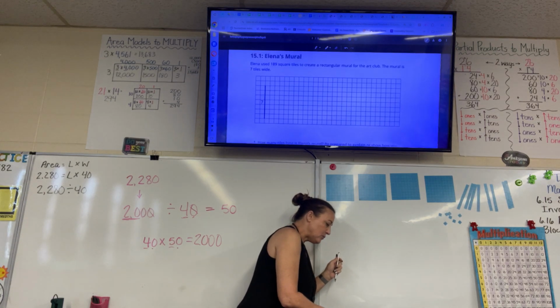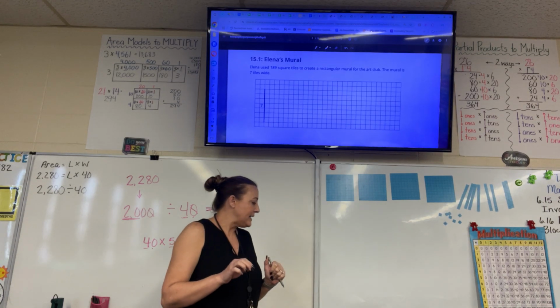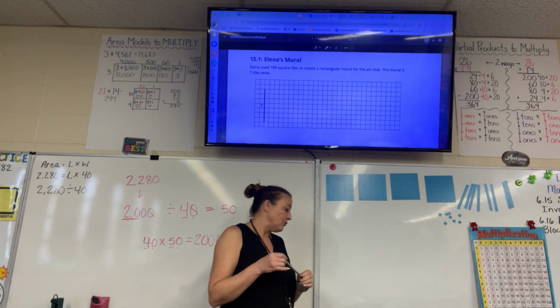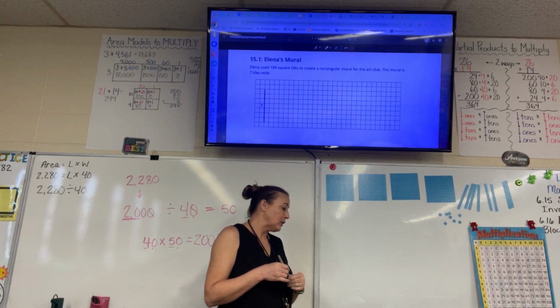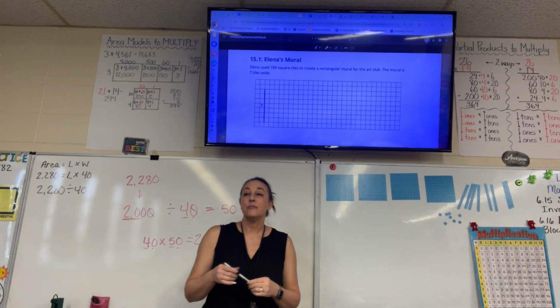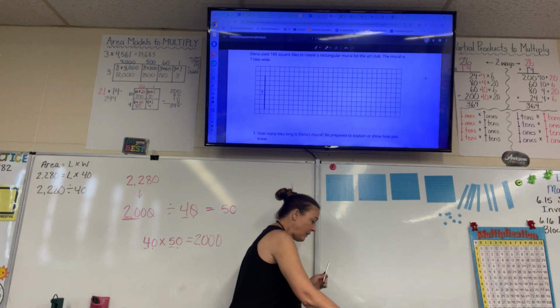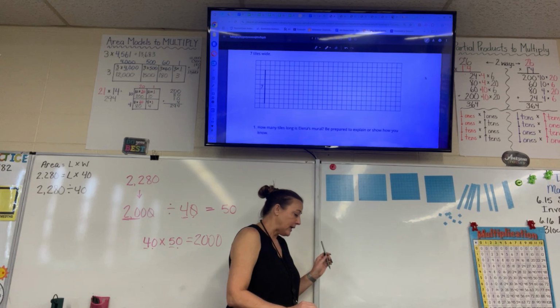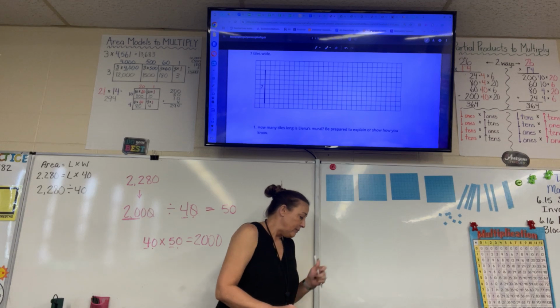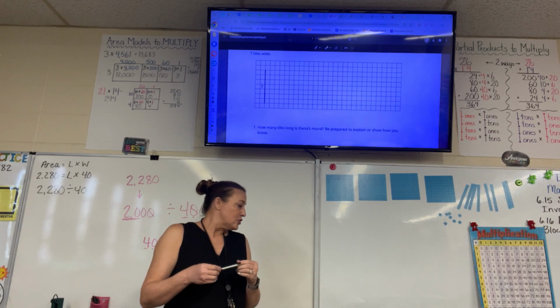So Lena used 189 square tiles to create a rectangle mural for art club. The mural is 7 tiles wide. How many tiles long is Alina's mural? Be prepared to explain or show how you know.